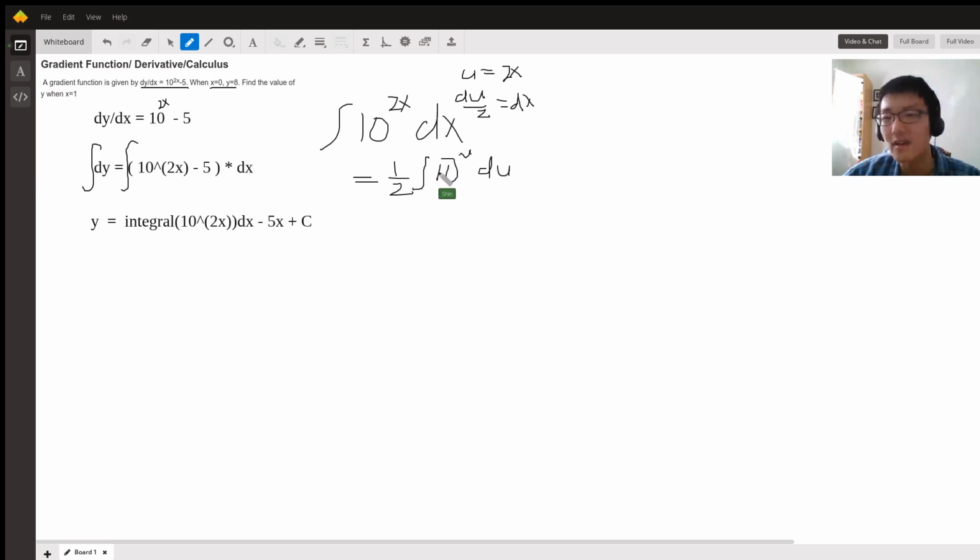Now, the integral of a number to the power of the variable we are interested in integrating will result in that number to the power of the variable divided by the natural log of the base. So the integral of 10 to the power of u du will be 10 to the power of u divided by the natural log of 10. And we're going to directly go back and plug that back in here.